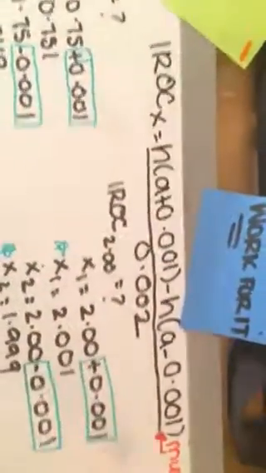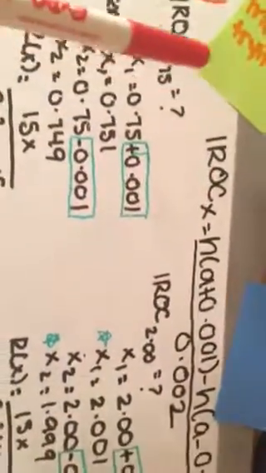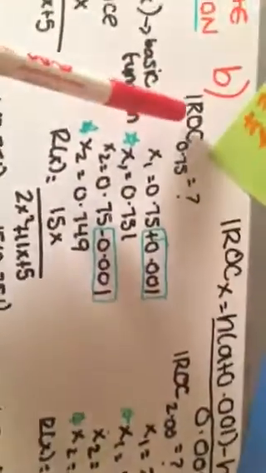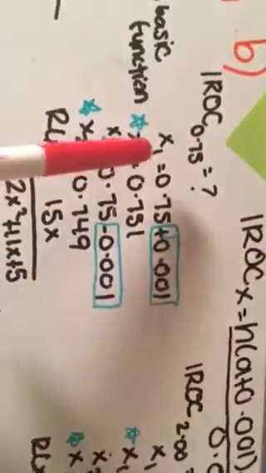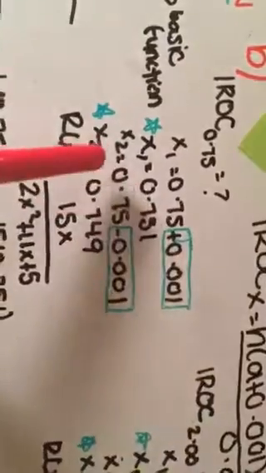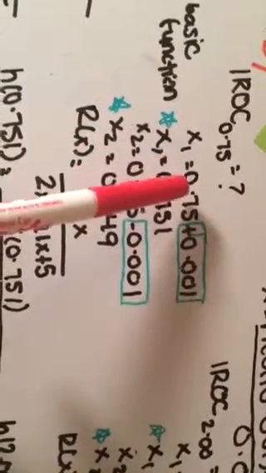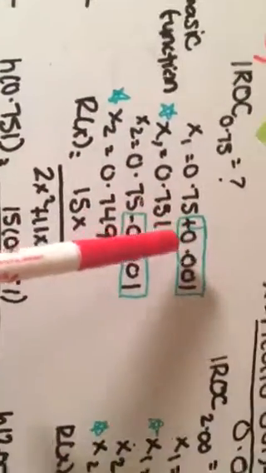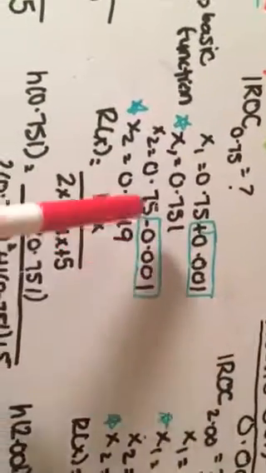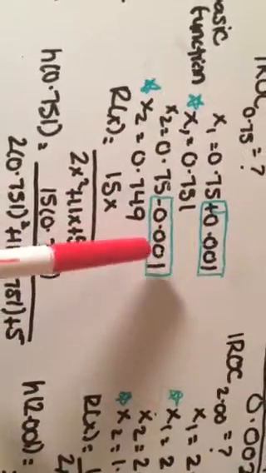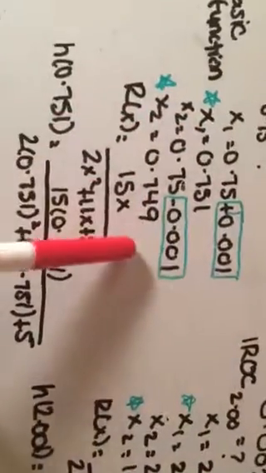Alright, so moving on. Right here we have our IRAC equation. Now this is a very important equation. It's muy importante. We're going to use our IRAC equation to solve this question. For the first part of this question, we're looking for IRAC of 0.75. Here we have our x1 and our x2 values. What we're going to do is 0.75 plus 0.001 and 0.75 minus 0.001 to get our x1 and our x2 values.